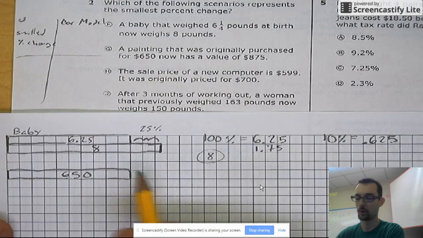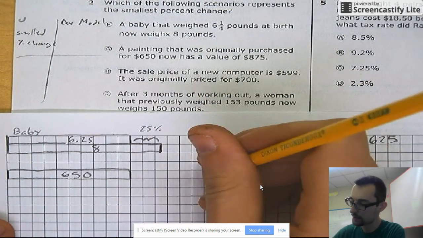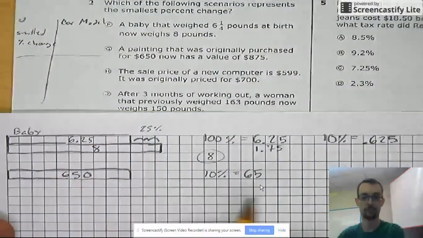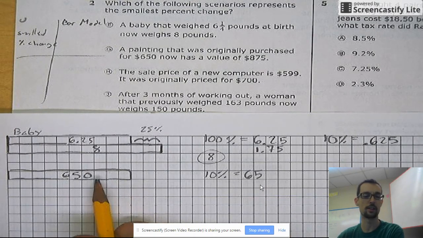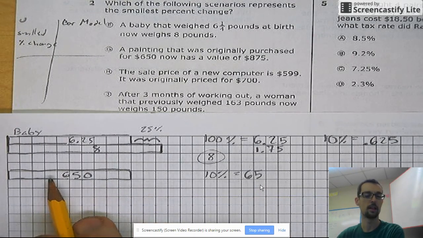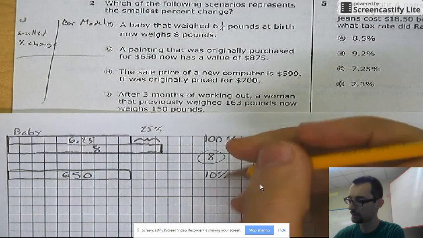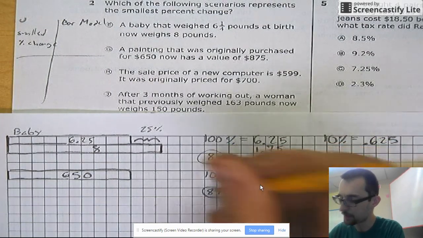Okay, 100% of 650 is 650. 10% is 65. Okay, so 10% of this, each square here is $65. And it ends up being $875. Okay, so it ends up at being 875. That's my magic number.